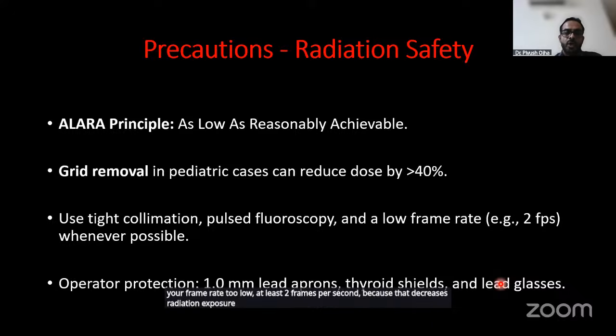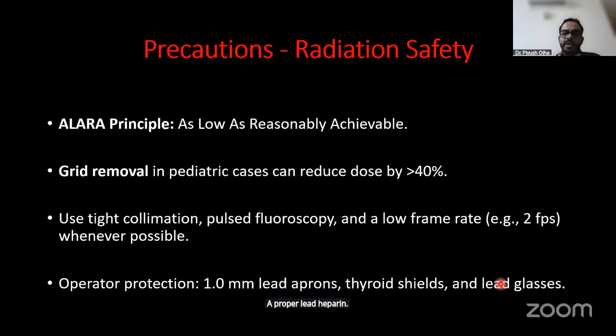And then if you're the operator, because you're doing it regularly, make sure that you wear all the proper kit, which includes a proper lead apron, lead glasses, and also a neck collar.